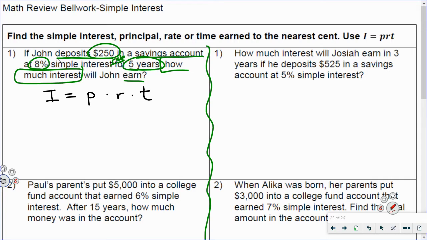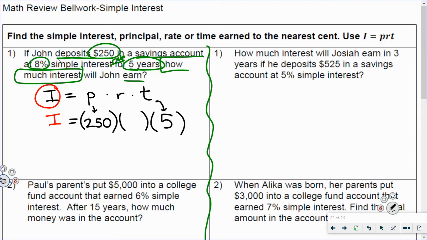Now, what I like to do is identify the question first. Here it says how much interest, so I'm going to circle that. That's the only thing that should be unknown, which means we should know the principal, the rate, and the time. For whatever reason, I tend to look at the time first. It just seems like the easiest thing. And then the deposit of $250, that is the principal, the initial amount of money you put in.